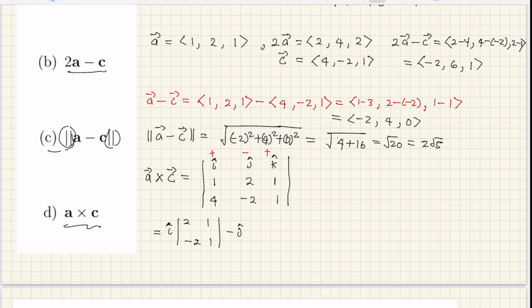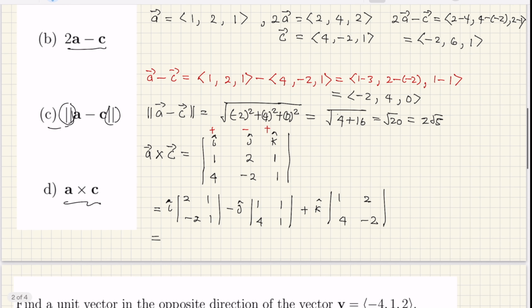And then we go ahead and cover this and we cover this. So we are left with 1 and 1, 4 and 1. So we have this to be the determinant of 1 and 1, then 4 and 1. And then this is going to be plus k of, meaning that you cover this and you cover this. So that means we have 1, 2, 4, minus 2. And then we go ahead and calculate the determinant of this 2 by 2 matrix.